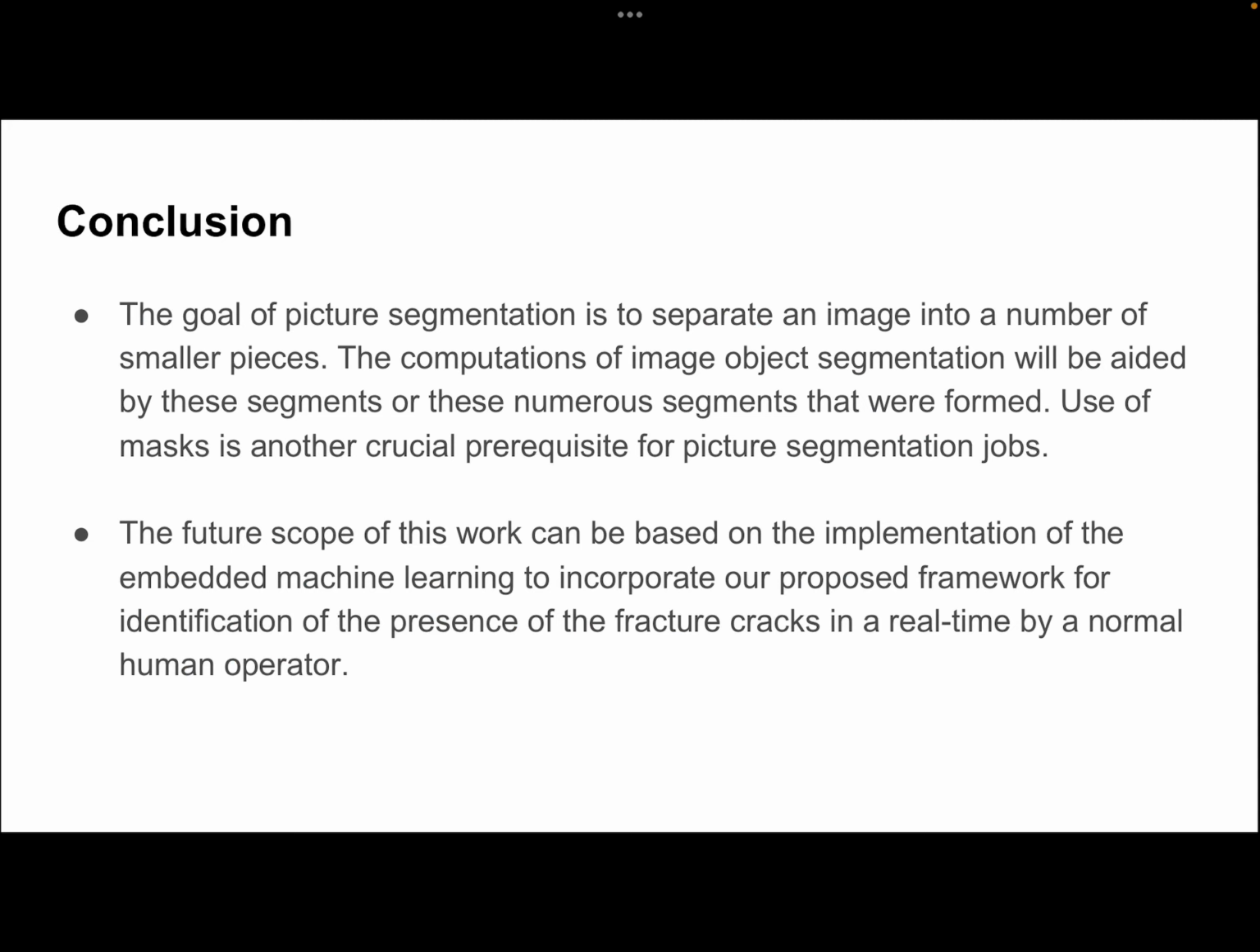Now the future scope of this work can be the implementation of embedded machine learning, or tiny ML, to concatenate our framework with some software development, like app development, for real-time monitoring of the fracture by a normal human operator.